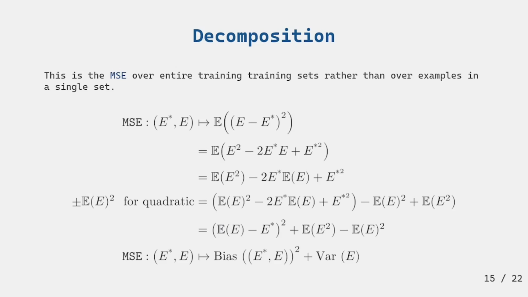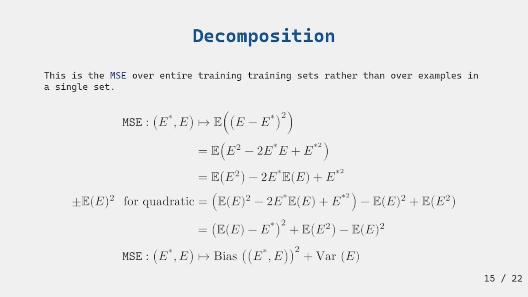So one of the important things is that other ways of measuring how good an estimator is, how good a random estimator is, can be expressed in terms of bias and variance. On this slide, we've got a nice example of how you can take the mean squared error and express it as bias squared plus variance. And again, this is the mean squared error over entire training sets rather than over entire examples.